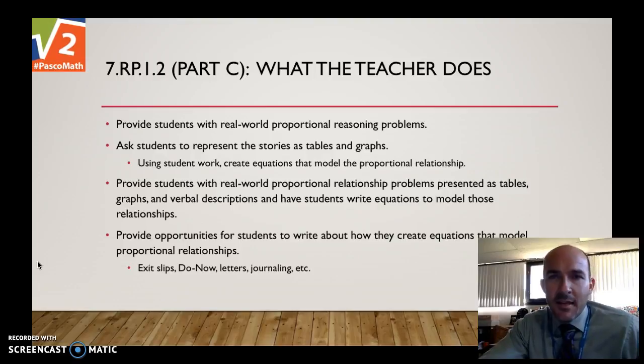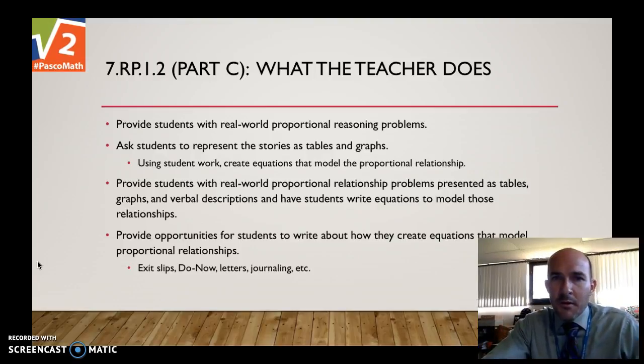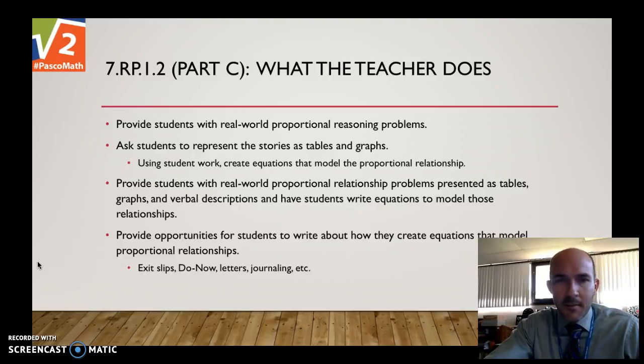So let's talk about what the teacher should be doing. One thing is provide students with real-world proportional reasoning problems. This is something that's been consistent throughout this standard. Ask students to represent the stories as tables and graphs, and then using that student work, we can create equations that model the proportional relationship. And so then we have the story, the table, the graph, and the equation all present at the same time, and we can make connections between the different representations to make sure we're going for depth in our learning.